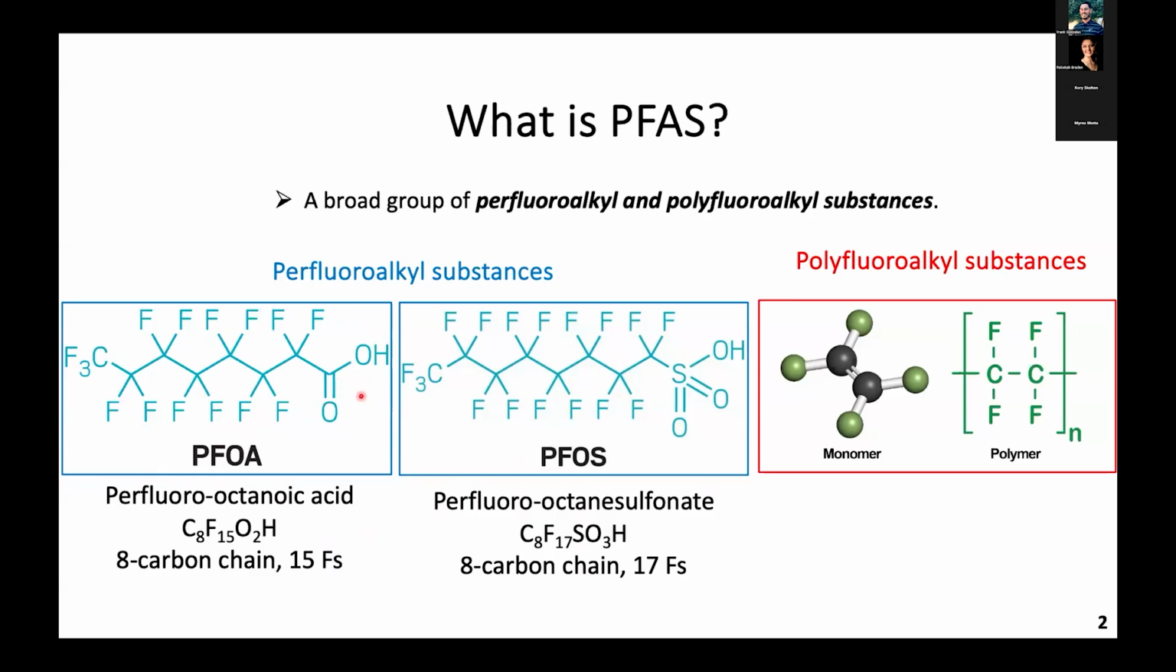PFOA is an example of a carboxylic acid, and of course, this is a sulfonic acid here on the end. But all the carbons in here that could have a fluorine group attached have a fluorine group attached. So for PFOA, you've got 15 fluorines, and for PFOS, you have 17 fluorines, but they both have 8 carbon chains. These have been very heavily used PFAS molecules over the decades. There's also polyfluorinated ones, and one that everyone is familiar with is polytetrafluoroethylene, this one here, which is Teflon.